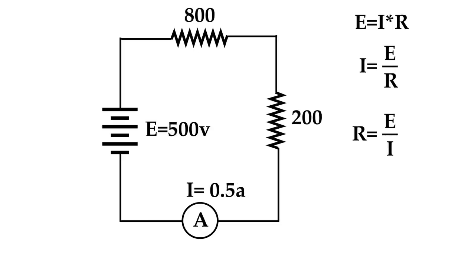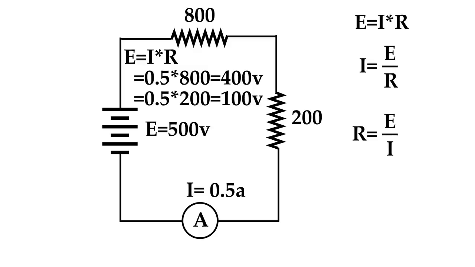Here is a little more complex circuit. The voltage is 500 volts. The current is 0.5 amps, but this time we have two resistors in series, an 800 ohm and a 200 ohm resistor. Using the top formula, E equals I times R, we can figure out the voltage drop across each of those resistors. And here are the results.